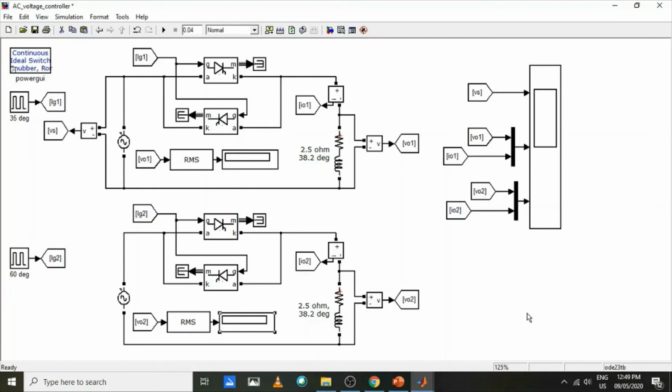In this simulation, the load impedance angle is 38.2 degrees. So, for the first converter, I use 35 degrees. And for the second converter, I use 60 degrees firing angle.